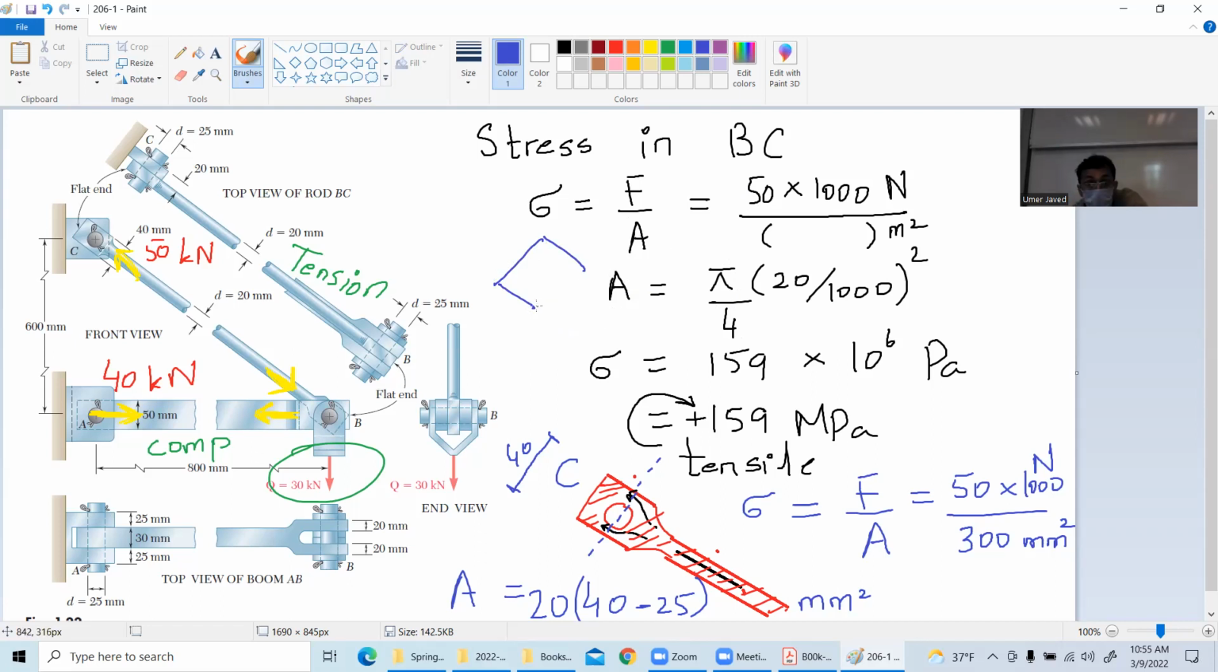Probably this part of the drawing can help you. So I have a hole here. And this area is the one that I'm focusing on. So if you can imagine from here, when the force has to go through, it has to go through 20 multiplied by 40 minus 25. How should I explain? So if it's clear, or okay, I will do it one more time.